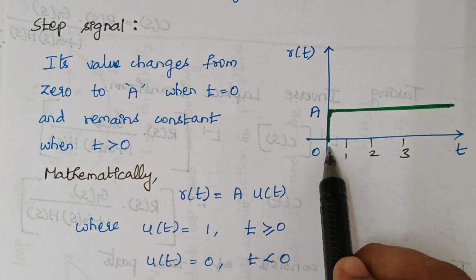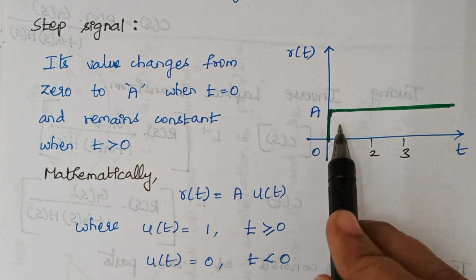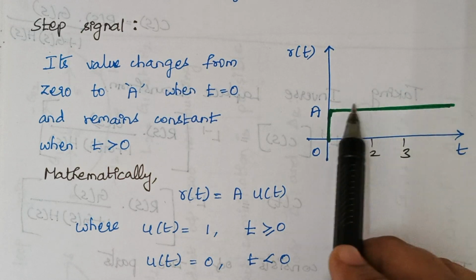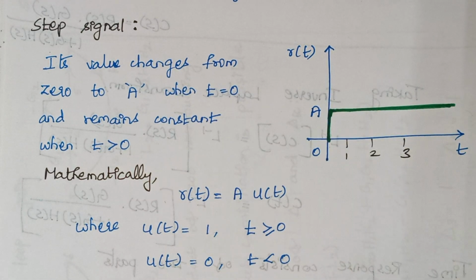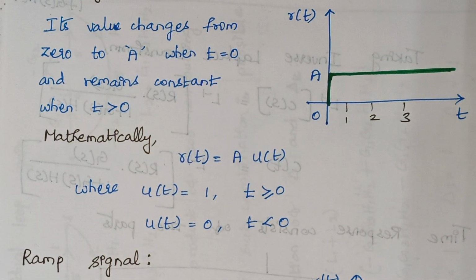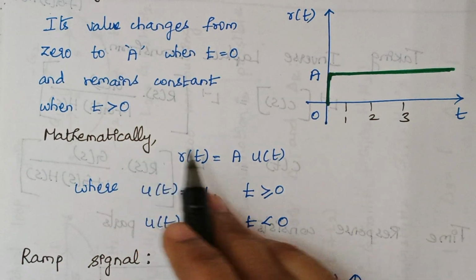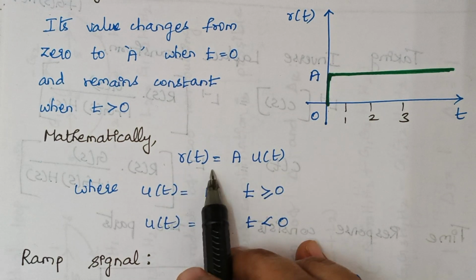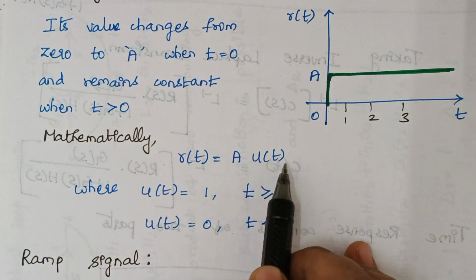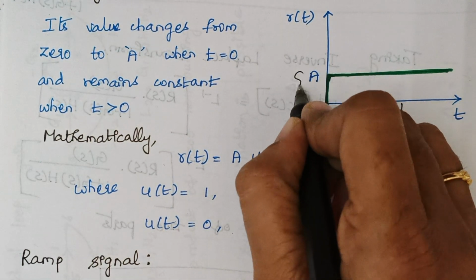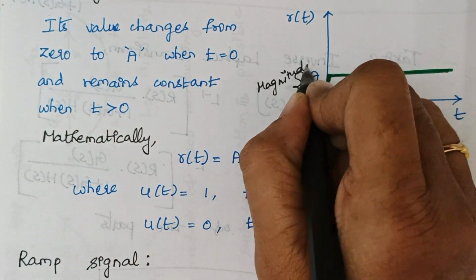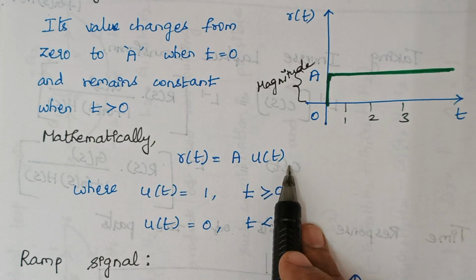When t is equal to 0, its value changes, and once t is greater than 0, the value remains constant. How do we express this mathematically? Mathematically, r of t is equal to A into u of t. Here A is the magnitude of the signal.